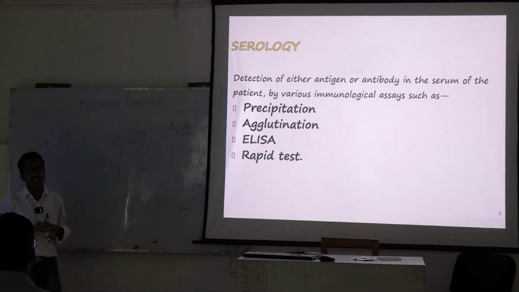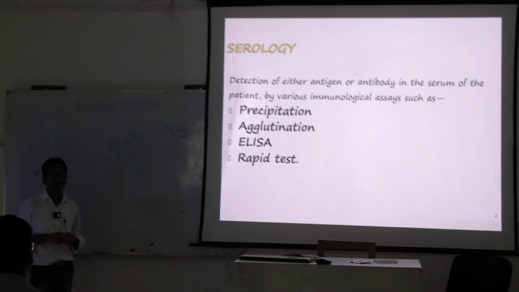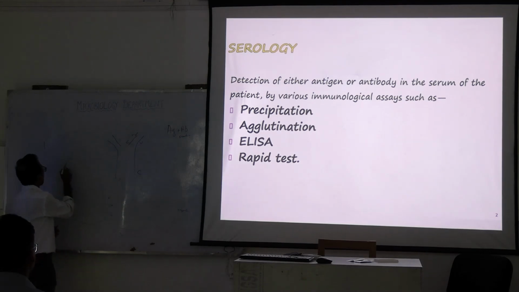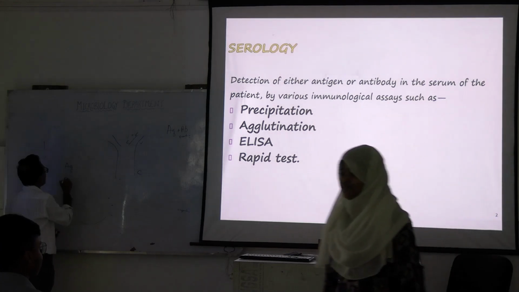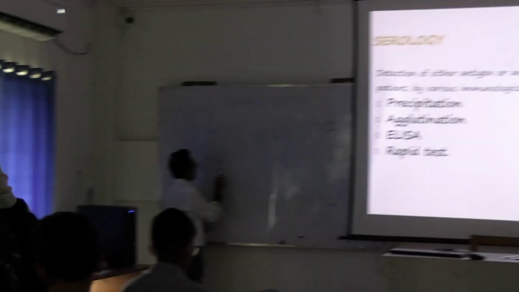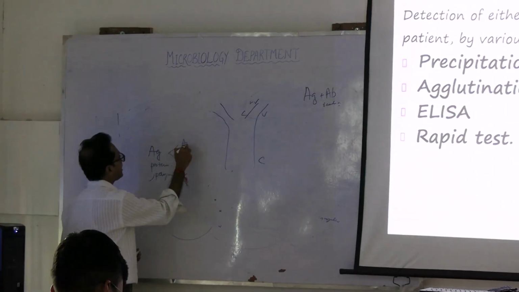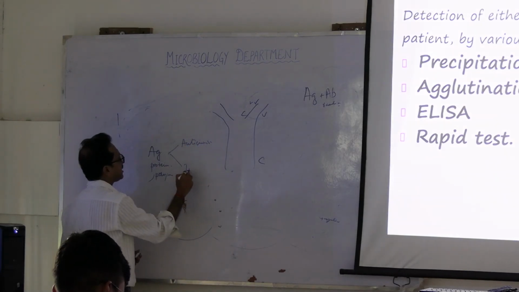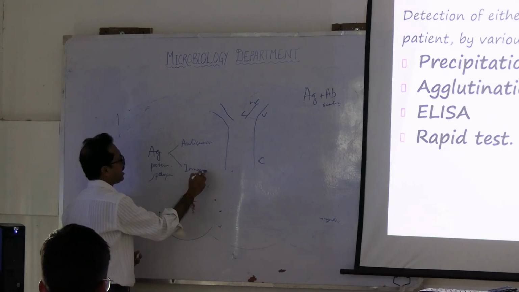What is antigen? What is antigenicity? What is immunogenicity? Antigen has two properties. It is usually protein in nature. Polysaccharides can be antigens, but very few. One is antigenicity and one is immunogenicity.